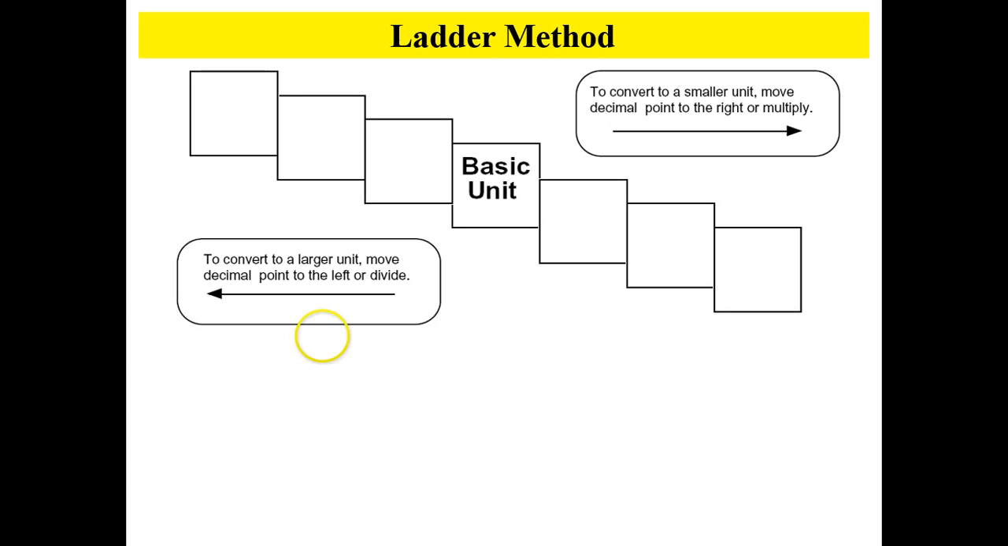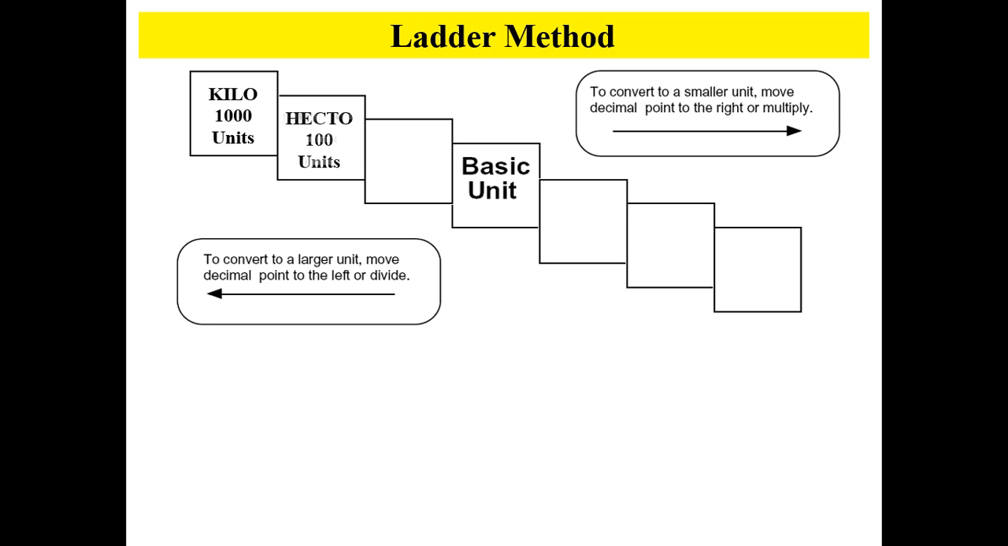The ladder starts at the top. The top part of the ladder shows the biggest prefix that you can use with a base unit. Remember, our base units are grams, liters, and meters. The top of the ladder represents the kilo, and this could be the kilogram, the kilometer, or the kiloliter. A kilo is worth 1,000 base units. So if you say you have a kilogram, then you have 1,000 grams.